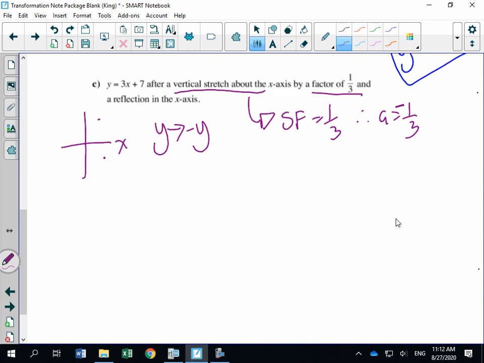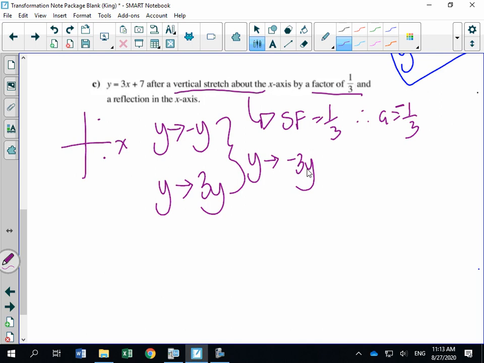Okay, so two things are happening. Y is going to negative y, and y was going to 3y. So remember when we do a replacement notation for our a value, y goes to 3y. Putting it all together, y is going to be replaced with negative 3y, right? Because there's the reflection here. So I'm just going to combine these two. So y is being replaced with negative 3y.